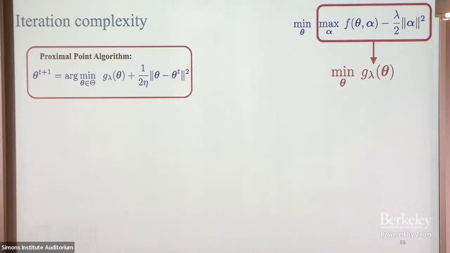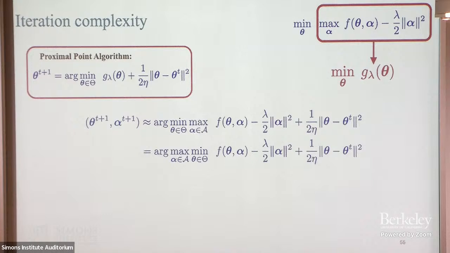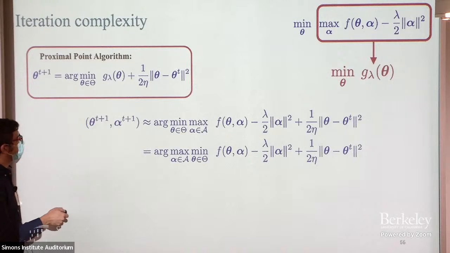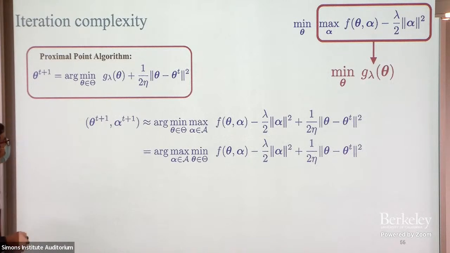It seems one idea is to follow the proximal point trace. If I want to apply proximal point for minimizing g of lambda, each step I need to solve this optimization subproblem. But this might not be easy. So let's first replace the definition of g of lambda here. G of lambda is the max of this function. So I need to solve this problem.